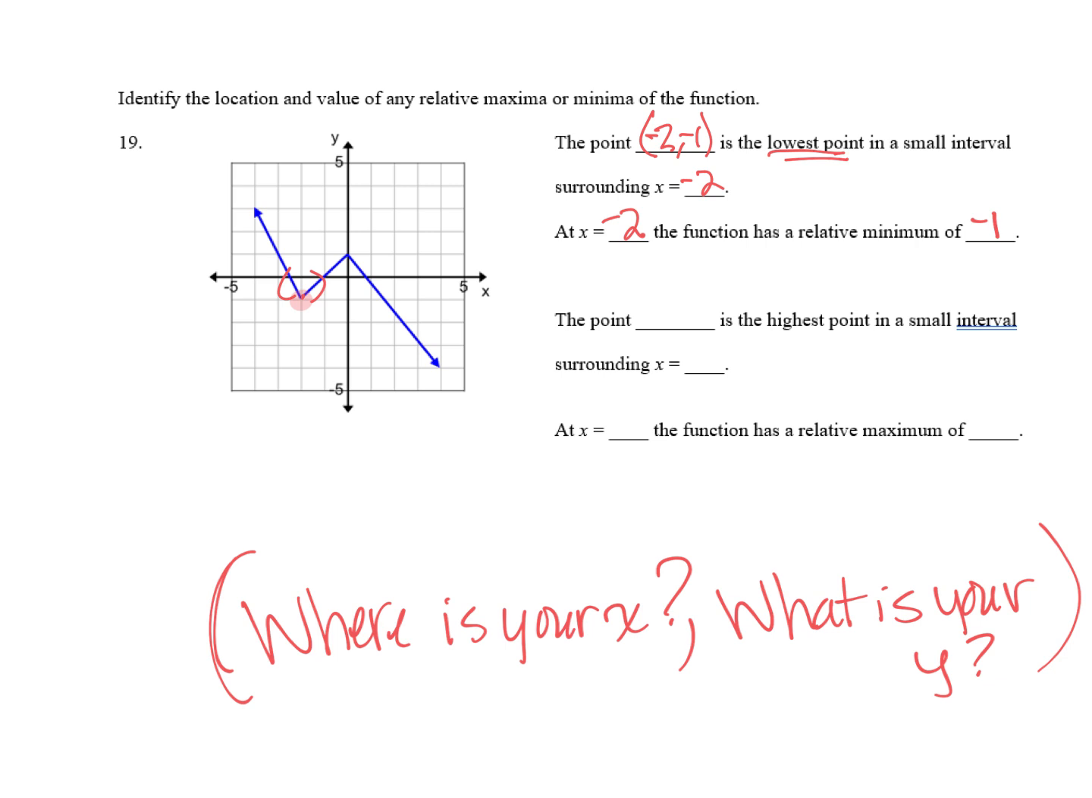Okay, so let's look at the next one. Let's find the maximum. So let's describe this point. That is a relative maximum. The reason that particular point, which happens to be 0, 1, is a relative maximum is that it is the highest point on a small interval around x equals 0. That means at x equals 0, where's the x? The function has a relative maximum of 1. What is the y?